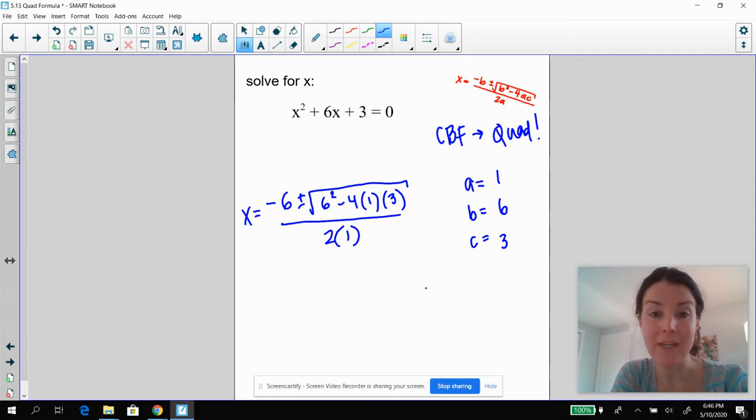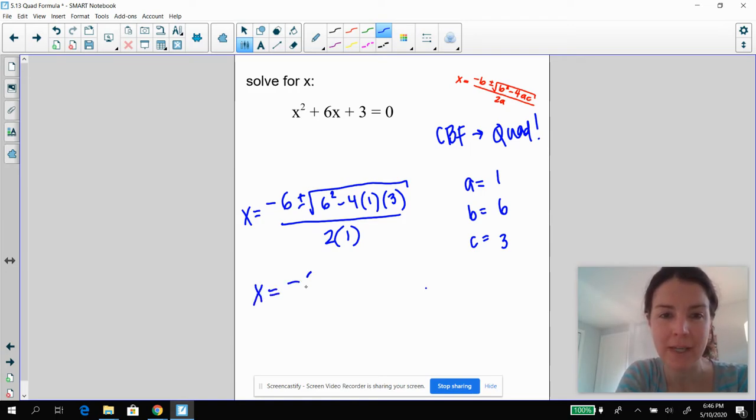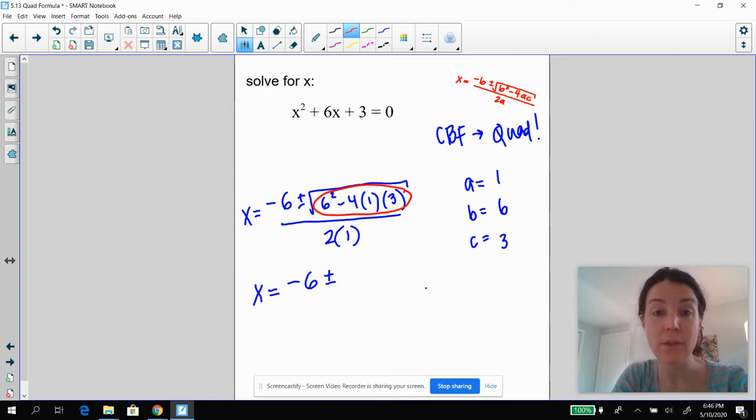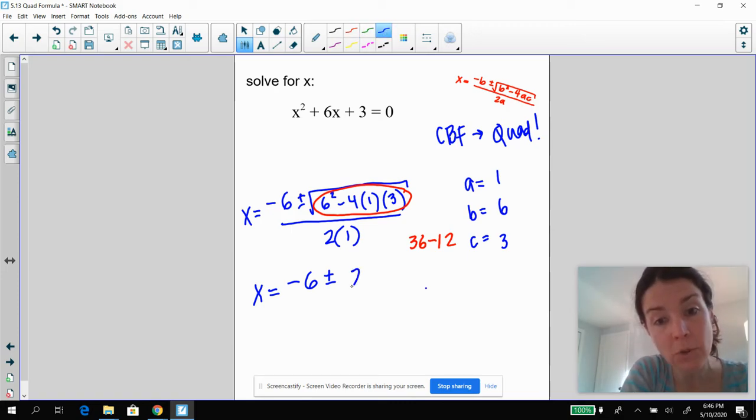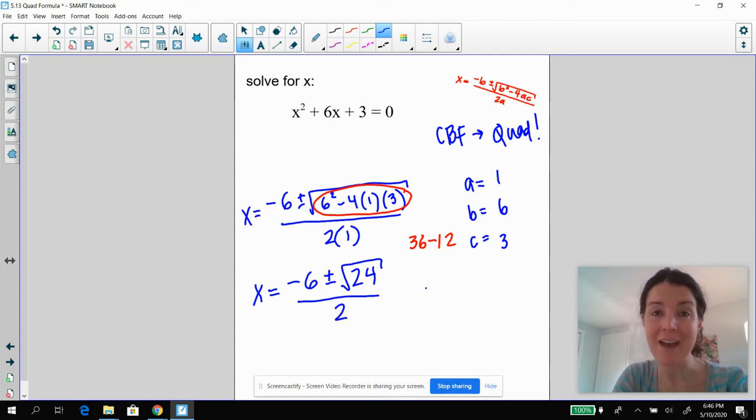So now I want you to pause the video and try and simplify this on your own. All right, we're back. So hopefully you got this. X equals -6, and then plus or minus, and right here, you're going to get 36 minus 12. So you should get the square root of 24 up top, and then that's over 2. But this is not fully simplified yet. So we can't just box this answer like we did before. We've got to simplify it.